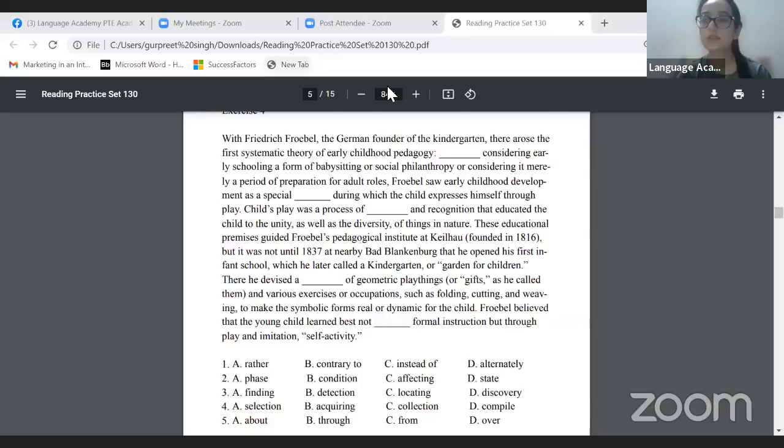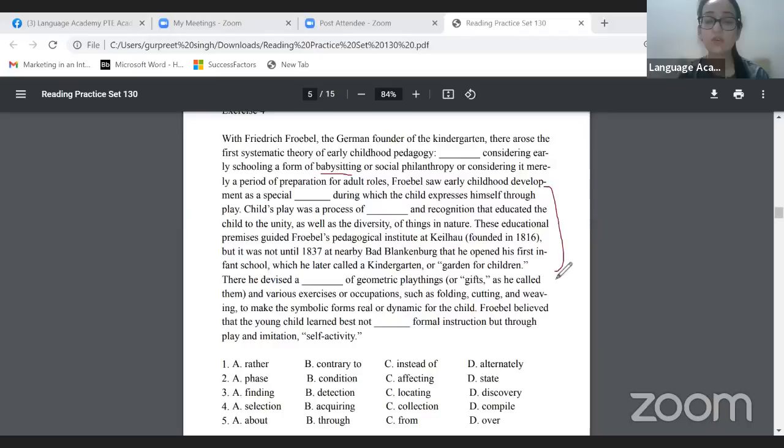All right, this is enough time to solve. Let's discuss. So this says, with Friedrich Froebel, the German founder of the kindergarten, there arose the first systematic theory of early childhood pedagogy, considering early schooling a form of babysitting, or social philanthropy, or merely a period of preparation for adult roles. Even if we don't understand what they're trying to say in the first sentence, when you read the following sentences, we understand that this person was in favor of early childhood education.